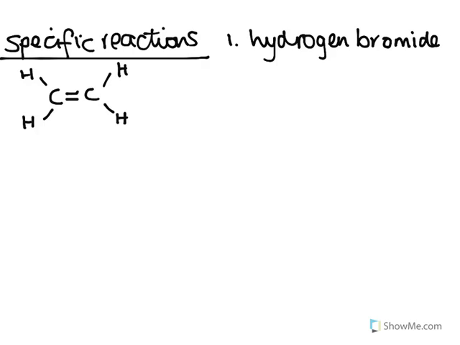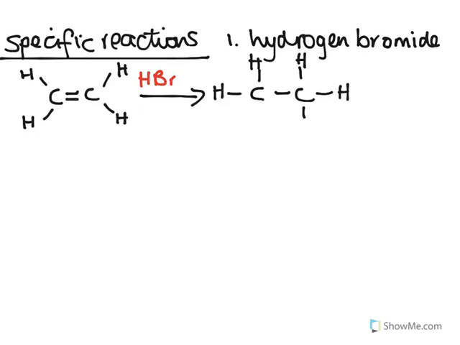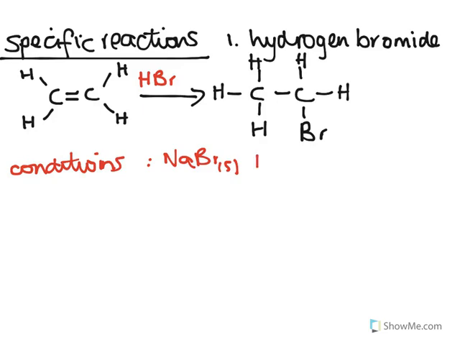So let's look at some specifics. The first one we'll look at is the reaction of an alkene with hydrogen bromide, and we end up with the single bonds, bromine adding on one side and hydrogen adding on the other. And to generate the hydrogen bromide, we would use solid sodium bromide and concentrated sulfuric acid as an oxidizing agent, and heat it up.